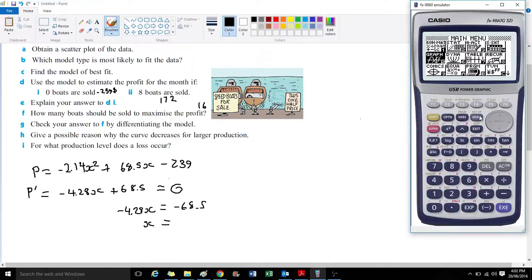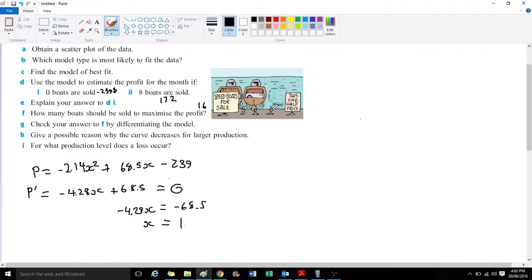So what's our answer? 68.5 divided by 4.28. Alright, 16. Okay, so again we've proved that the maximum occurs when we make 16 boats.